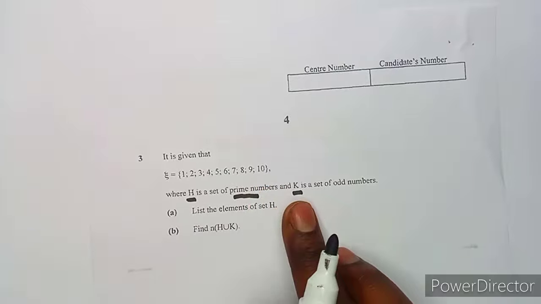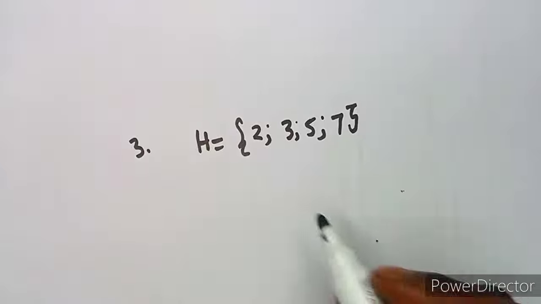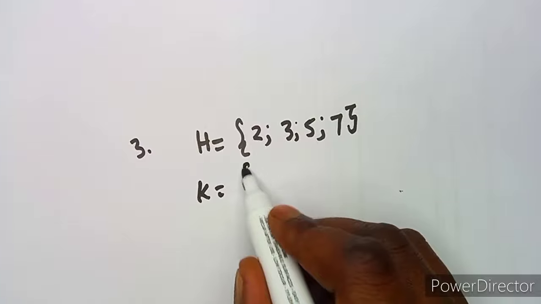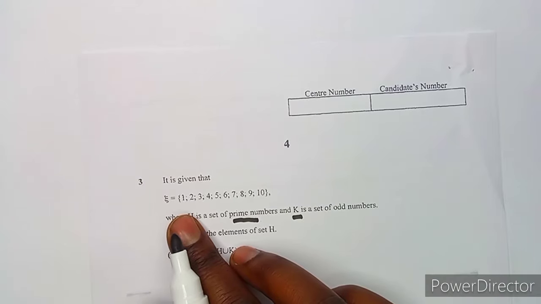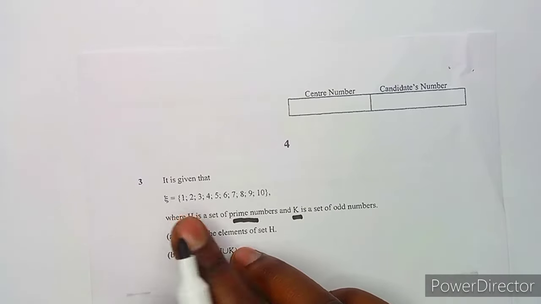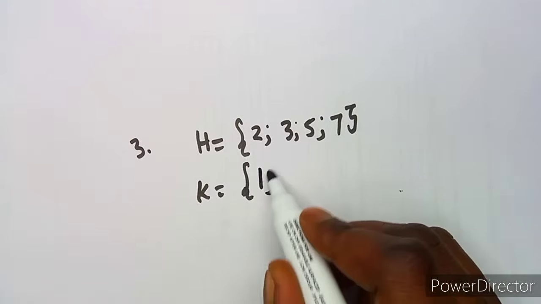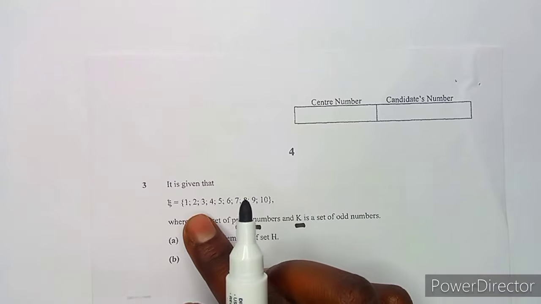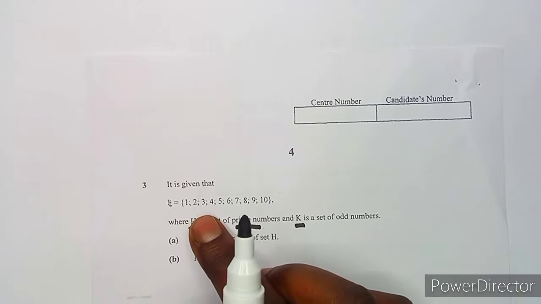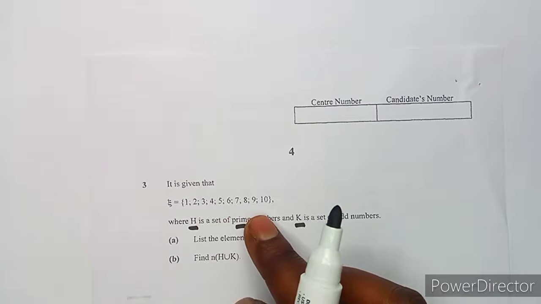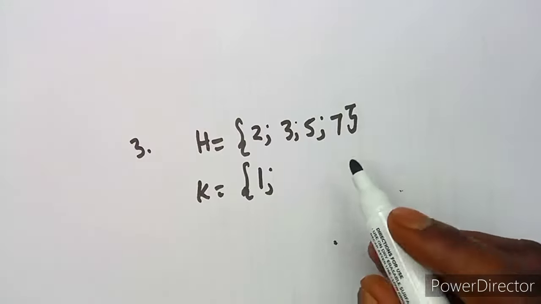Then K is a set of odd numbers, and we know that odd numbers, when you divide by 2, you're going to obtain a remainder of 1, which means 1 is an odd number because 2 into 1 is 0, remainder 1. So 1 is an odd number, and 3 is an odd number. 2 is no longer an odd number because you're going to obtain a remainder of 0 there, and we said we must have a remainder of 1. So we're going to take 3, 5, 7, 9. So these are the numbers that we are going to have.